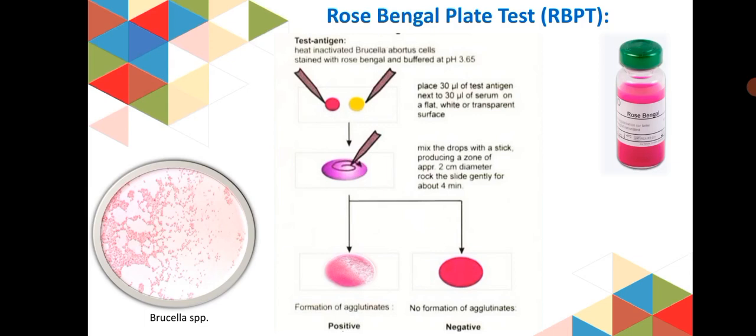This is the Rose Bengal plate test, where the test antigen is heat inactivated Brucella abortus cells stained with Rose Bengal and buffered at pH 3.65. Place 30 microliters of test antigen next to 30 microliters of serum on a flat, white or transparent surface. Mix the drops with a stick producing a zone of approximately 2 cm diameter. Rock the slide gently for about 4 minutes. The formation of agglutinates is the positive reaction, and no formation of agglutinates indicates a negative reaction.